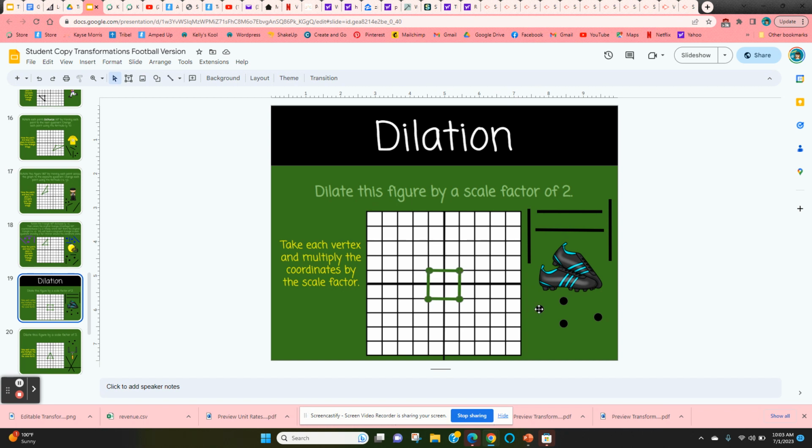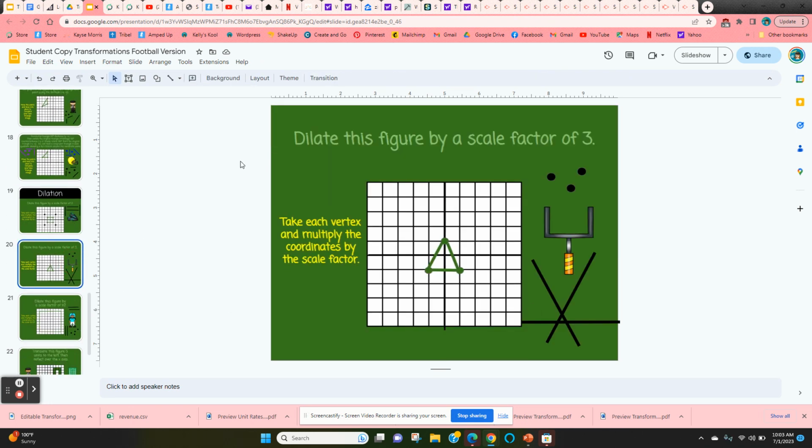So the new point would be, instead of (1, 1), it would now be (2, 2). All of the coordinates multiplied by the scale factor. And then they can just go ahead and put the sides in to make the new figure. The next one, we're going to dilate by a scale factor of 3. So you're going to take the coordinates of each of the points and multiply them by 3.